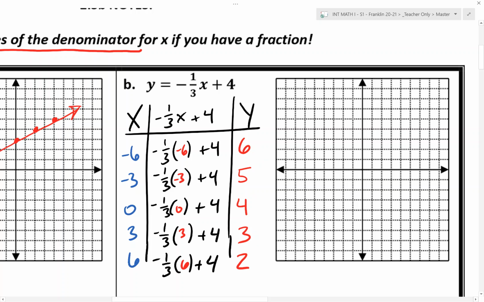So let's graph these. -6, 6: left 6, up 6. All right, -3, 5. 0, 4. 3, 3. And 6, 2. There we go. Nice and straight. We did it right. Let's move on.